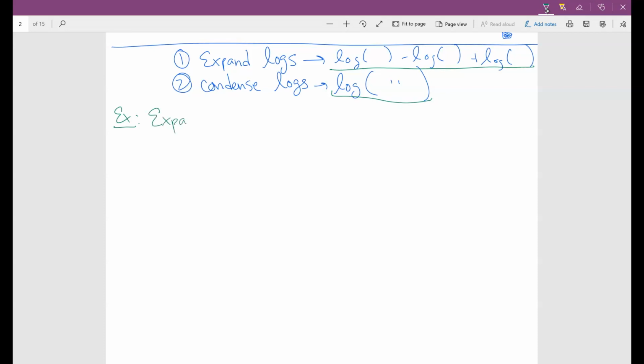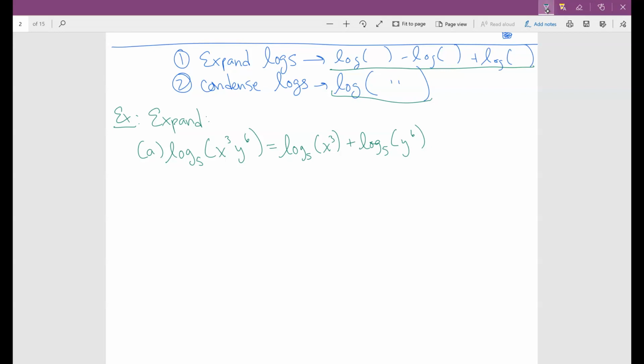So let's expand. Okay, so let's say we start off with log base 5 of x to the third y to the 6th. Okay, so you want to expand it until you cannot expand anymore. So the first thing that I see is you see a multiplication between two different things. So we can use the first rule, which is the addition. Okay, so the product rule. So we're going to take log base 5 of the first guy, which is x to the third, plus log base 5 of the second one, which is y to the 6th.